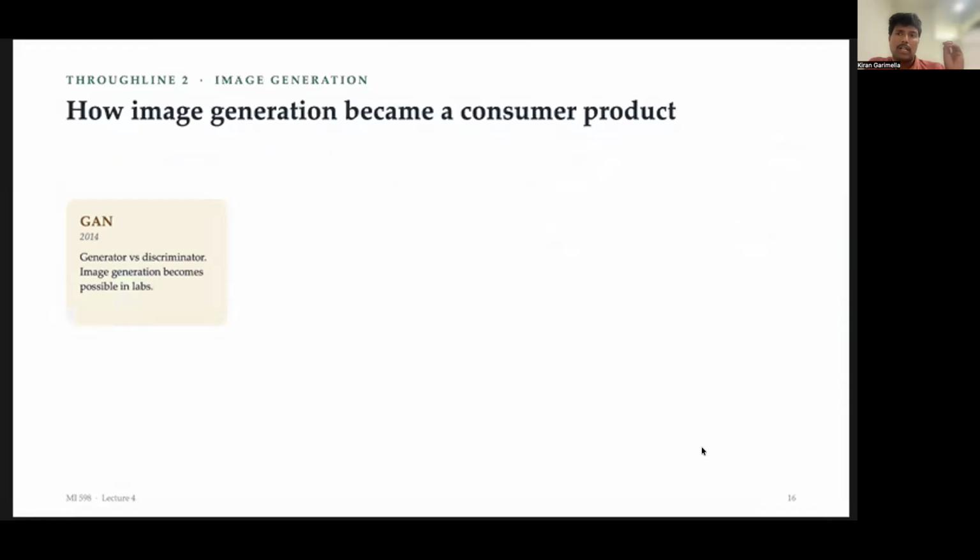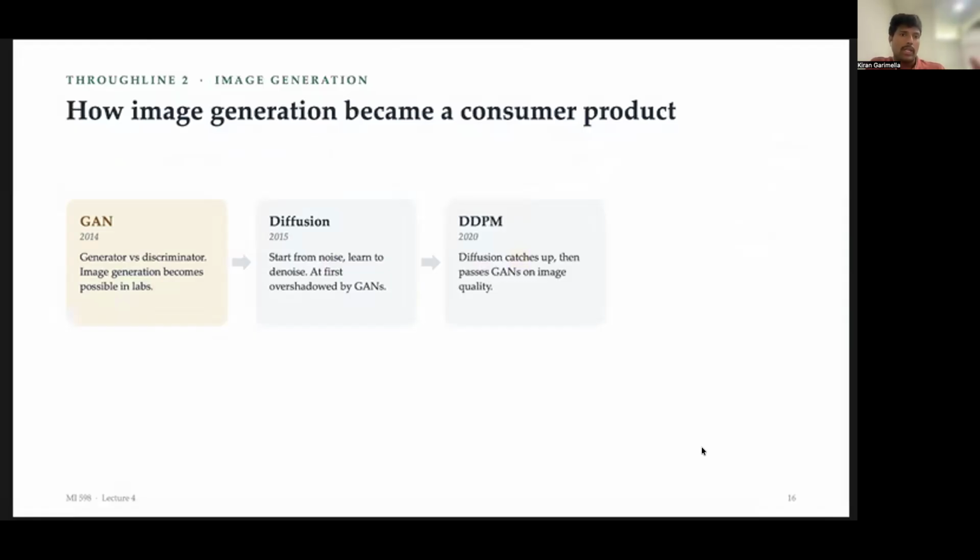It started, if you look at 10 years ago, with generative adversarial networks, where you have generator and discriminator networks, and that enables the creation of images. They're called GANs, and they enabled generating faces and so on, which was a big breakthrough back then. Then diffusion as a model came in. Diffusion is where you start with random noise and a neural network learns to denoise it to generate shapes and things like that. At first this was overshadowed by GANs, but later it overtook them.